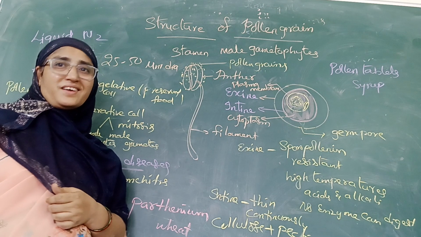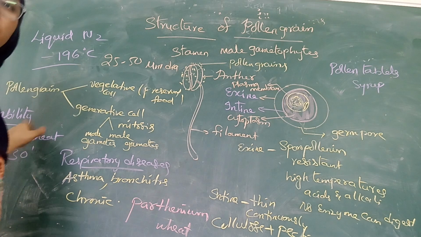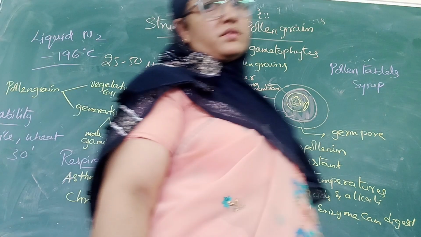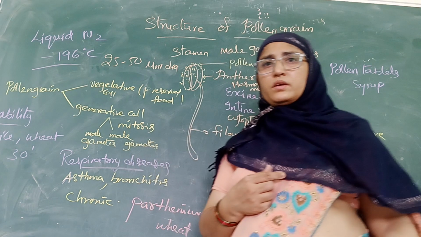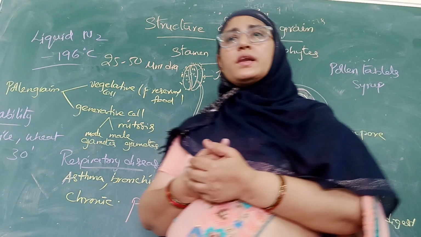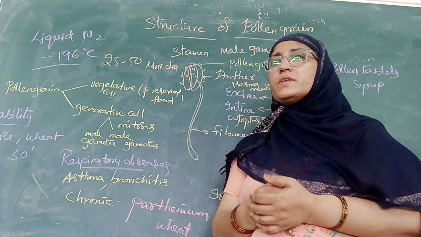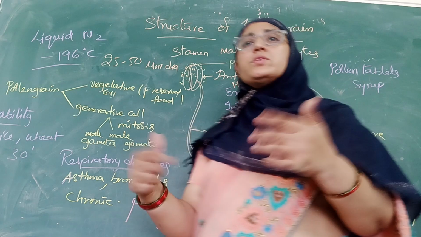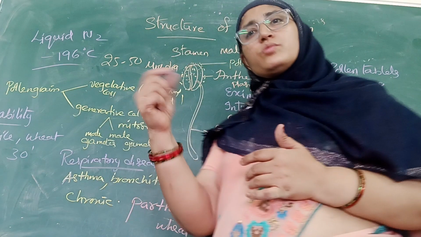Have you seen that game? Race horses? Right. Next is viability. Coming to the viability of the pollen, these are also a type of cell, so they may have their lifespan. How long do they stay alive? Till what time are they capable of germination? Its viability varies from species to species.